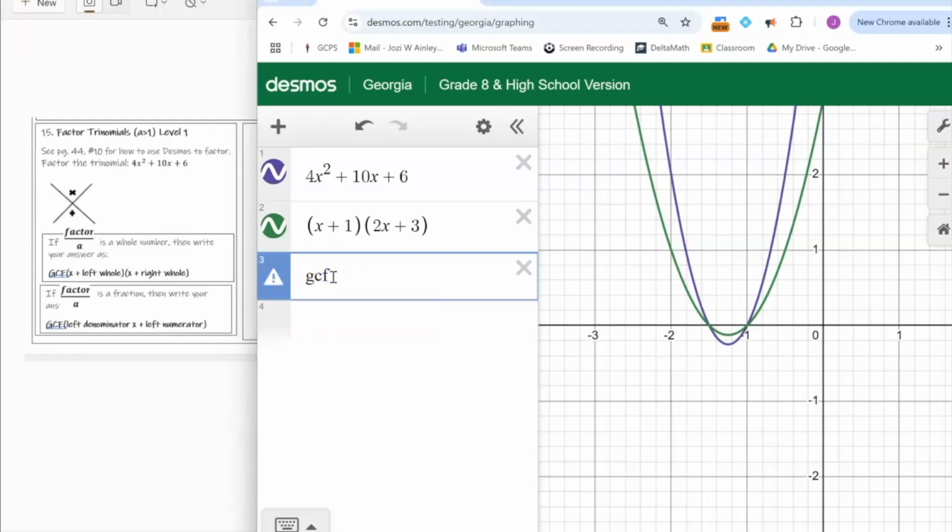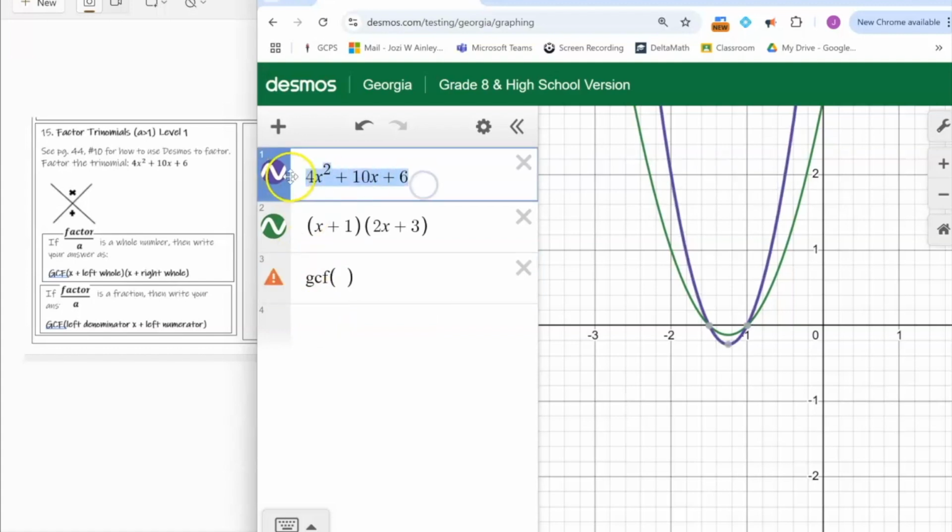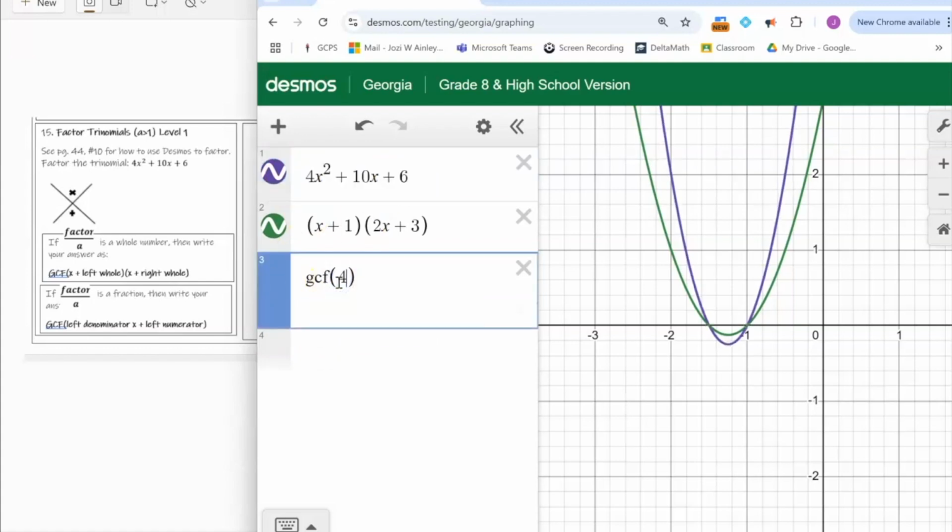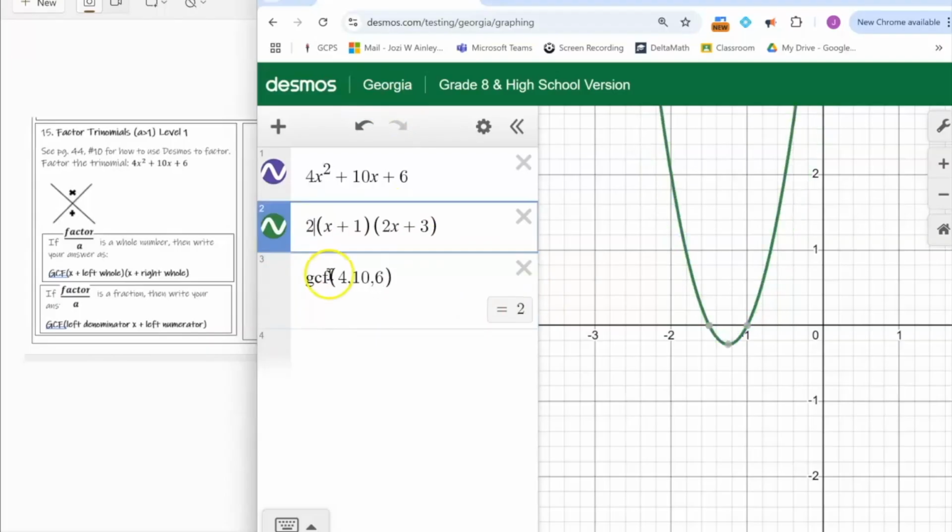It says try using parentheses. Let's try using parentheses. GCF of what? Of the question. All right, so what are the numbers in this question? It is 4, 10, 6. And the GCF is 2. And all you have to remember to make these graphs match and to write in correct factor form is to put the GCF outside the parentheses. And as soon as you do that, what happened? It lines up perfectly. All right, so that's how you do it with the calculator.